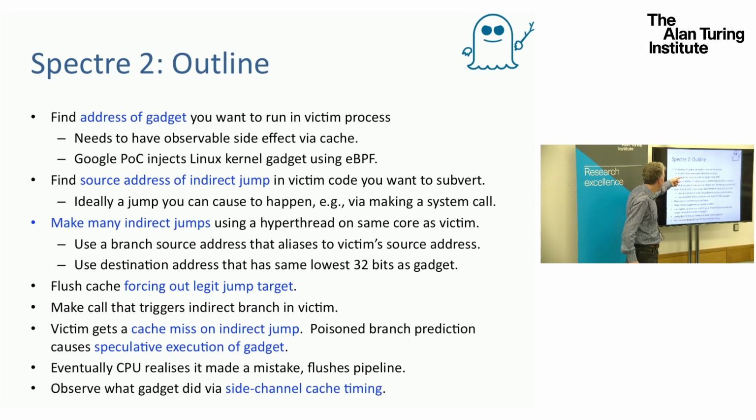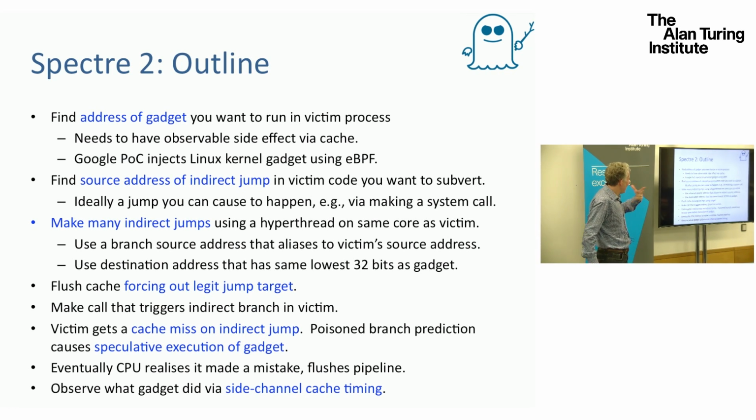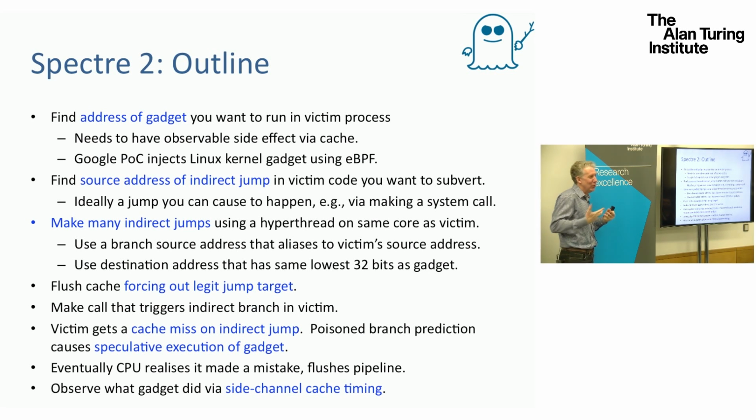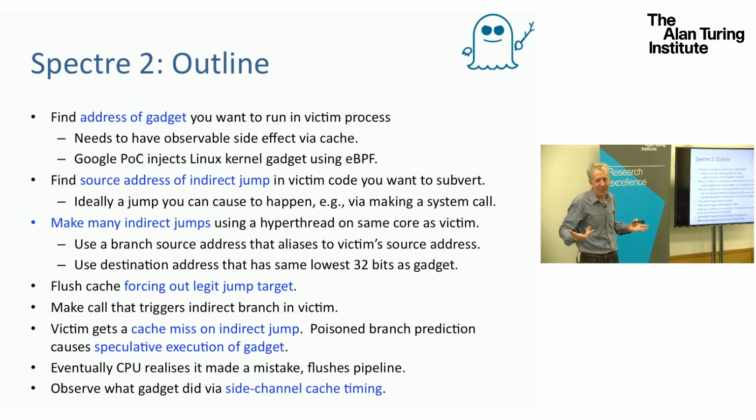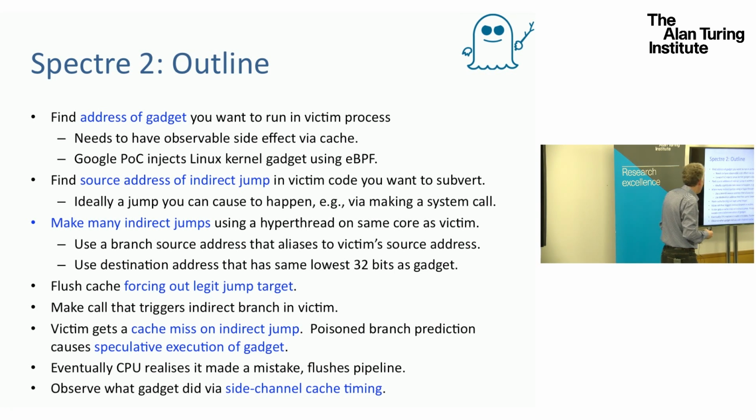So the Google proof of concept one inserts code using eBPF in the same way we did for the other Spectre one. So now you want to find the source address of an indirect jump in their code that you want to pollute. So ideally, a jump that you can cause to happen. So in the kernel, you can make a system call, and then there'll be a jump in the kernel that will definitely happen. And so if we can pollute that particular jump, then we can make bad stuff happen.